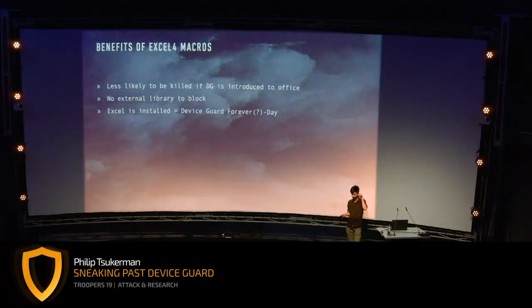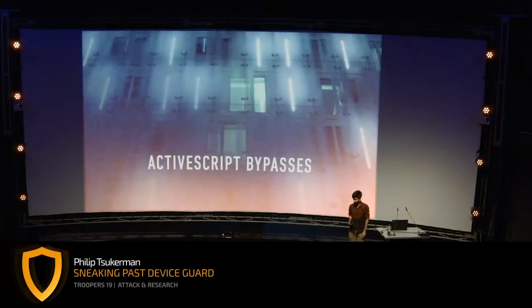You could actually specifically blacklist VB7.dll, and still these macros will work. So if you have Excel, you have pretty much a device guard forever day, unless somebody decides to fix that. Because I'm not sure, did anybody use Excel macros for good in recent years? For offensive purposes, of course. Yeah. So let's move to another category called ActiveScript bypasses.